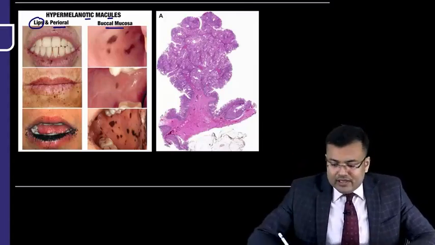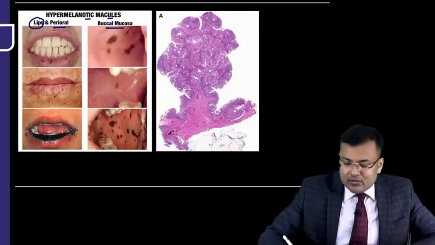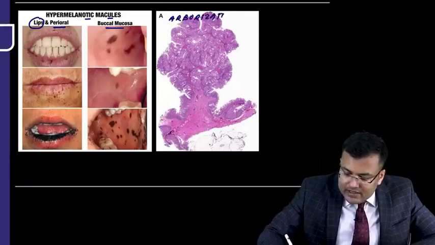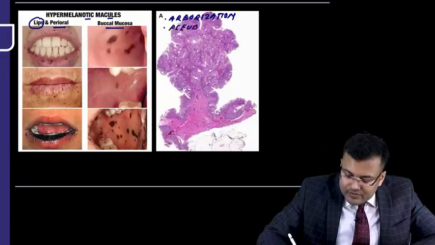Hamartomatous polyp. And here you can see there is a tree-like pattern. This is known as arborization. So there are two special features which are asked in exam: one is arborization and the second is pseudo-invasion.